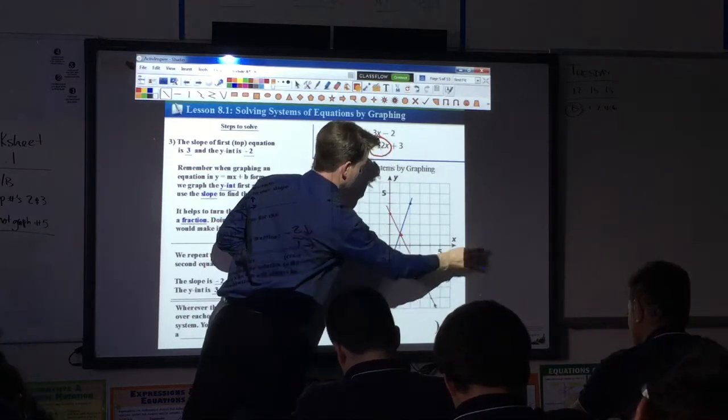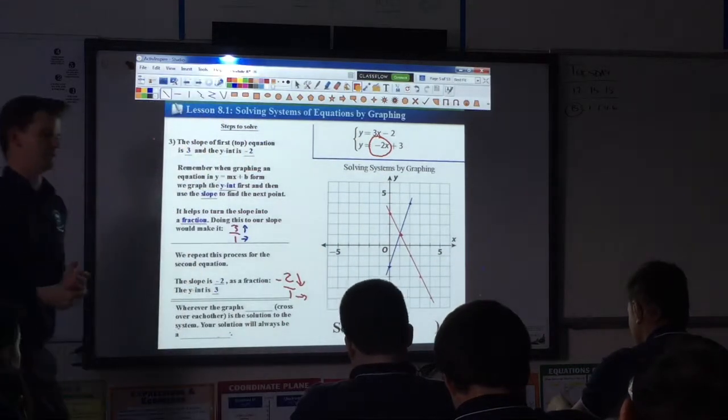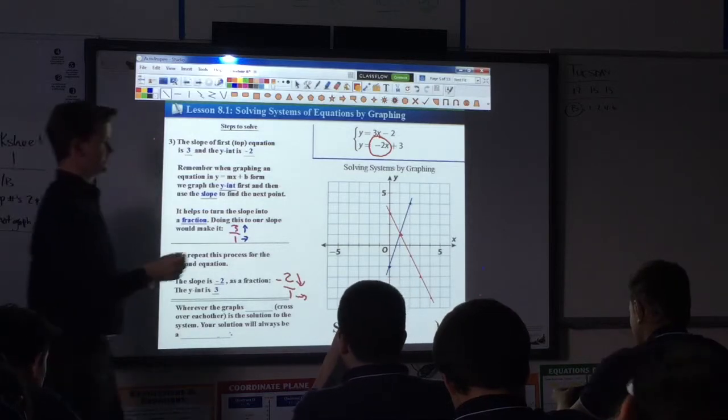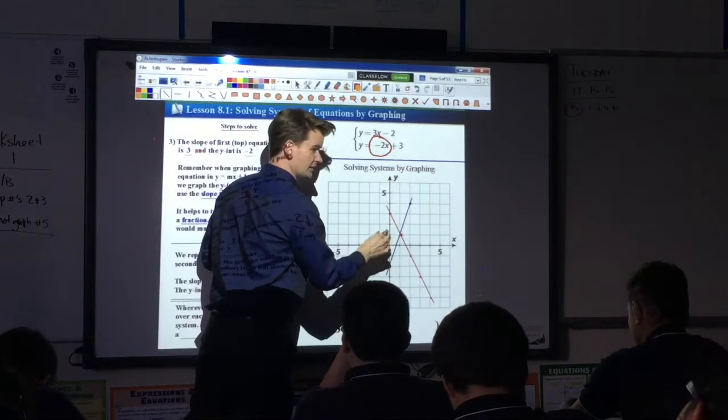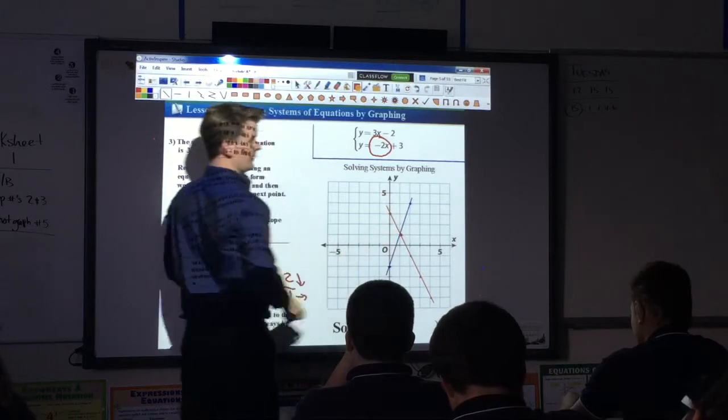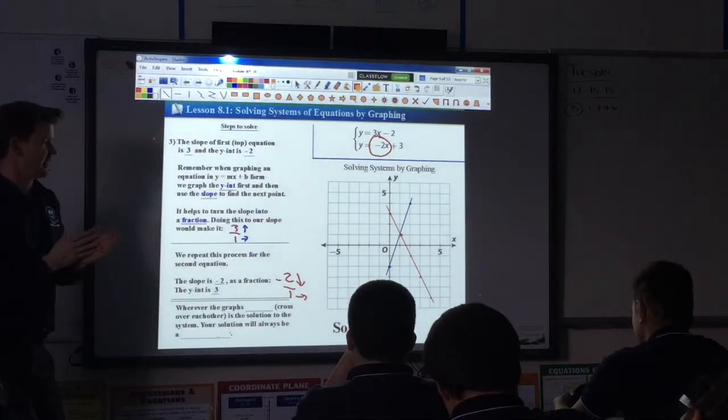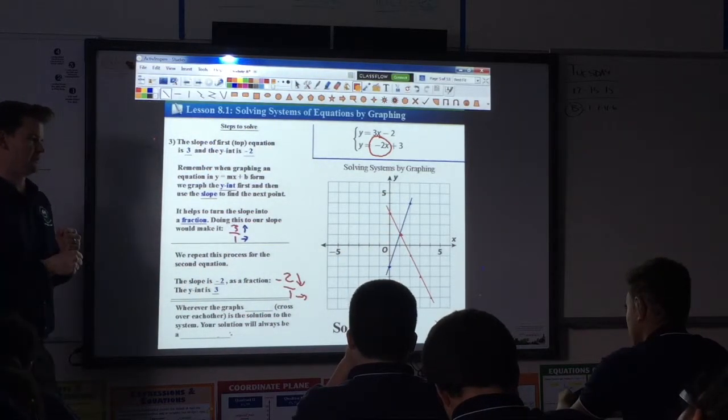And then let me ask you a question. Did we find the point where the two graphs intersect each other? Yes or no? Yes, we did. This coordinate pair, our answer, once again, our answer will always be a coordinate pair for a system of equations. So that answer is going to be what, Chris? What's my answer going to be?